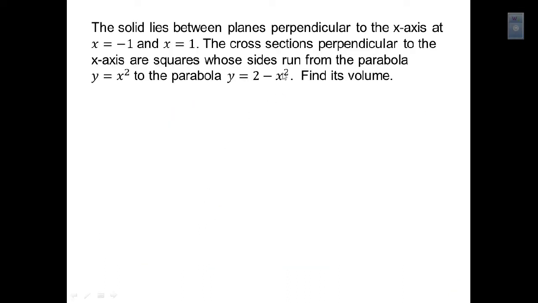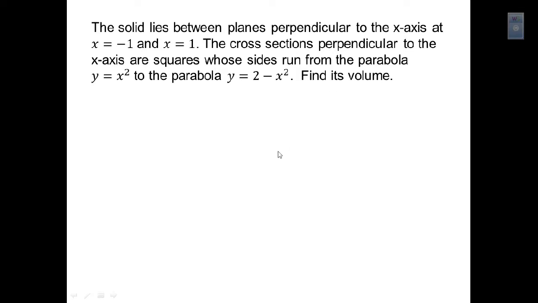All right, so let's look at a problem. This is more along the lines of what you're actually going to have on my test, on the AP exam, and probably on your homework. It says the solid lies between planes perpendicular to the x-axis at x equals -1 and x equals 1. So that's where we're going with our x's. We're integrating from -1 to 1. The cross sections perpendicular to the x-axis are squares whose sides run from the parabola y equals x squared to the parabola y equals 2 minus x squared.